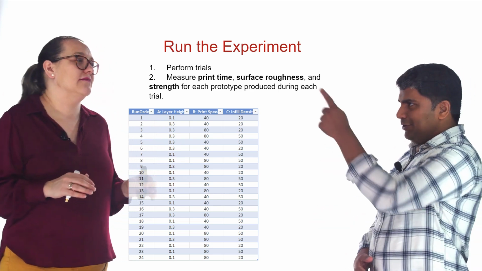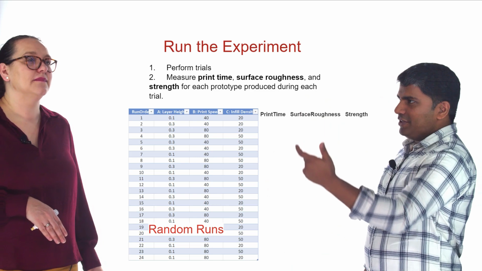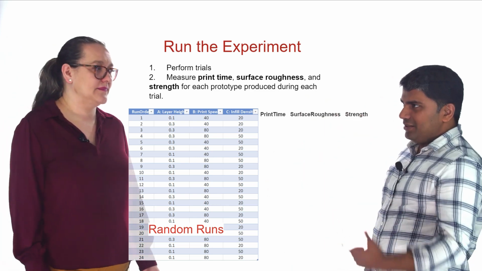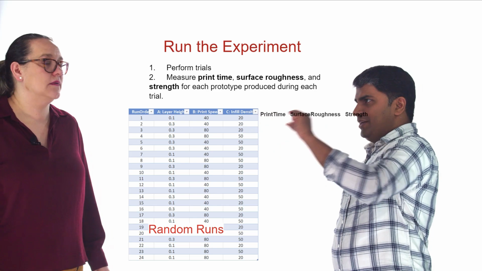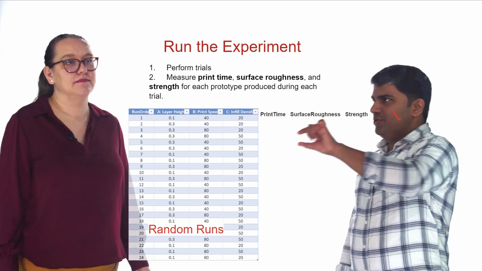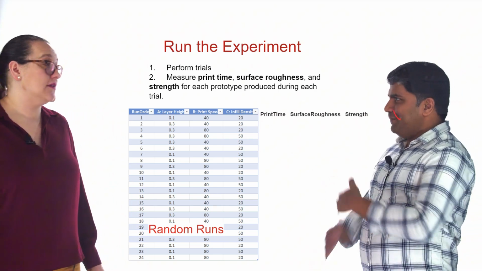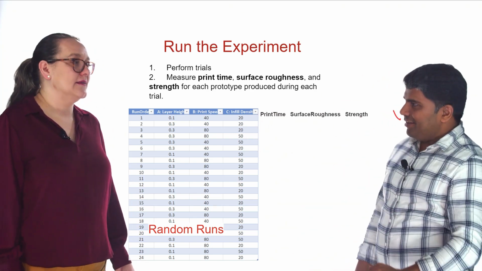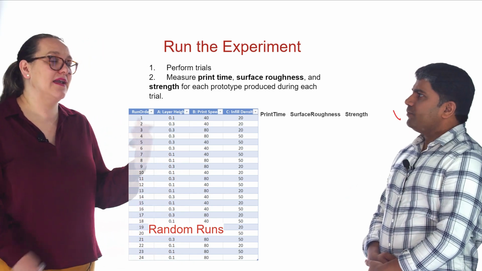So first I check print time, then I put the surface roughness, then I put the strength. For the first prototype, I record print time, surface roughness, and strength in that order. Then I go for the next one. So I will do all these 24 prototypes and collect all this data. That will be my answer. Yeah, your answer later when we analyze.